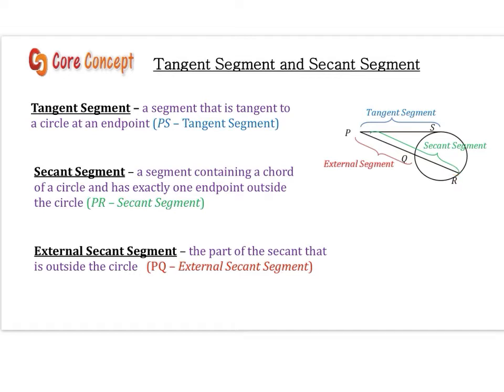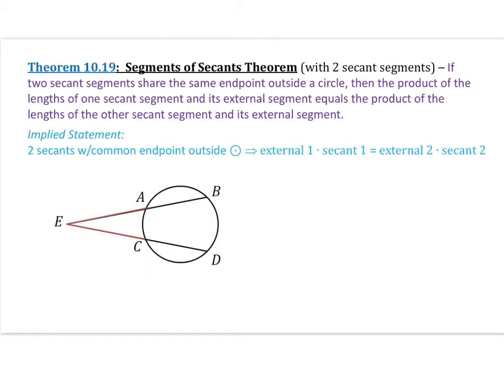So the external secant segment is the part of the secant that is outside the circle, in this example it's from P to Q. And the reason we need to talk about this vocabulary is so that we can talk about our next theorem. If two secant segments share the same endpoint outside a circle, then the product of the lengths of one secant segment and its external segment equals the product of the lengths of the other secant segment and its external segment.